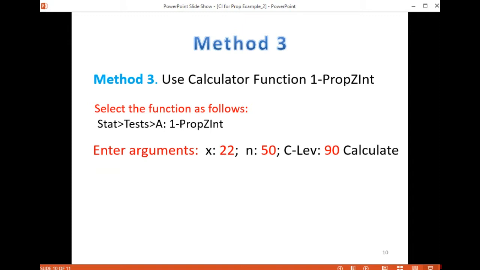So it shows that we're not inventing anything. The C level is 90%. And then finally, you'll hit calculate. Let me talk about 2 things here now. Let's talk about the 90.